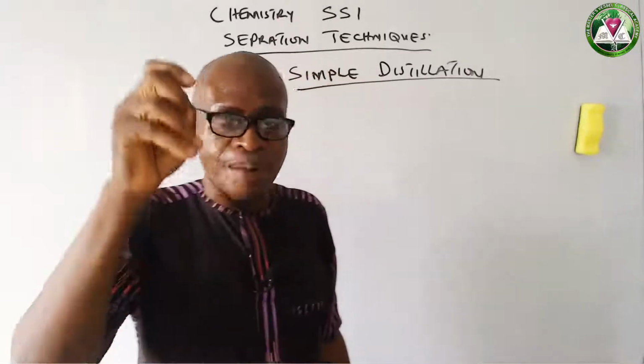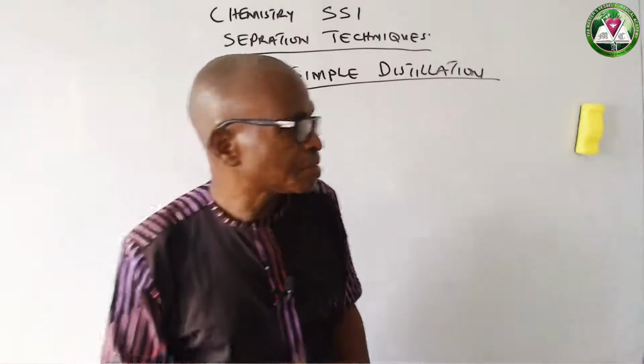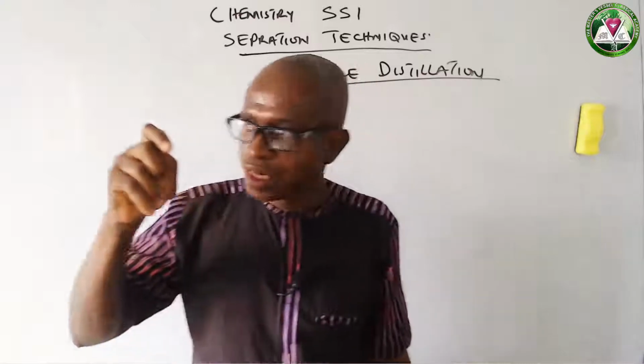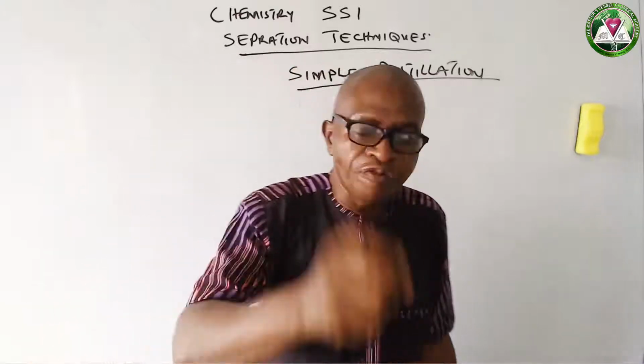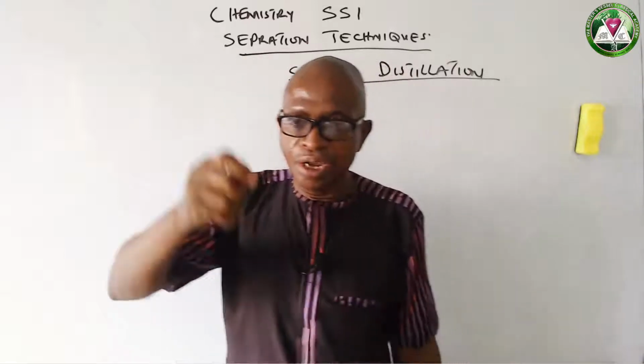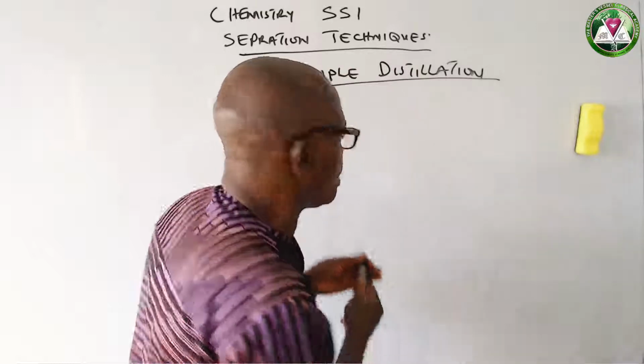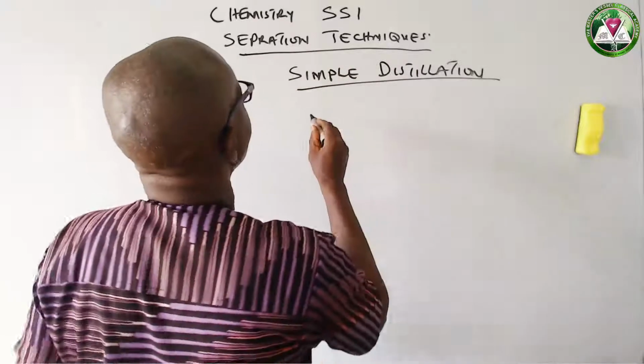Simple distillation is applied when the mixtures have different boiling points. And most of the time, the difference in boiling point must be more than 20 degrees centigrade.